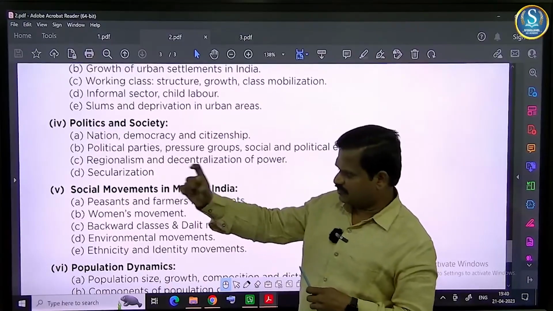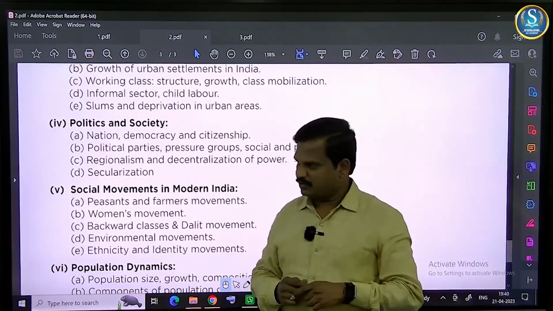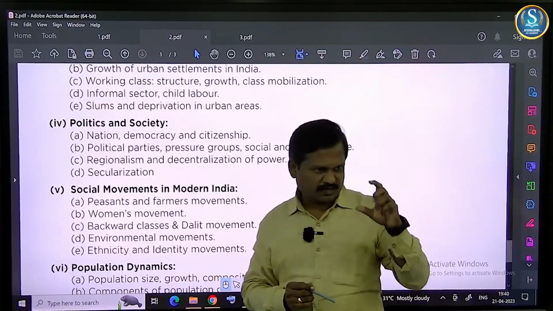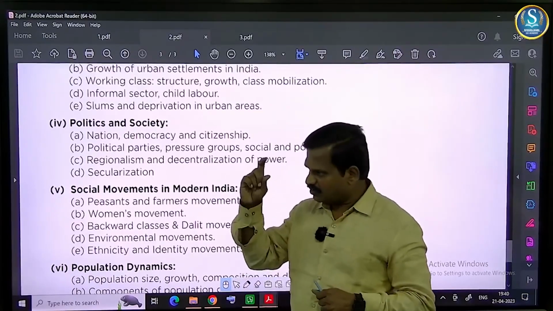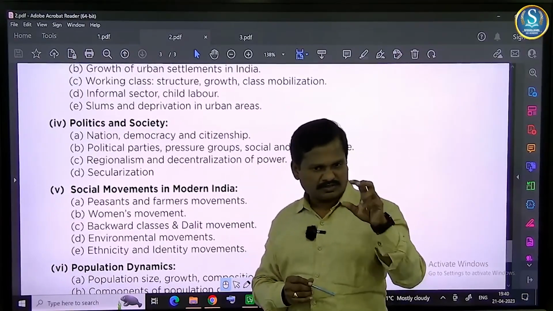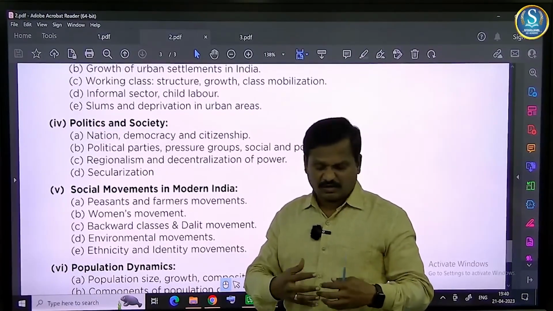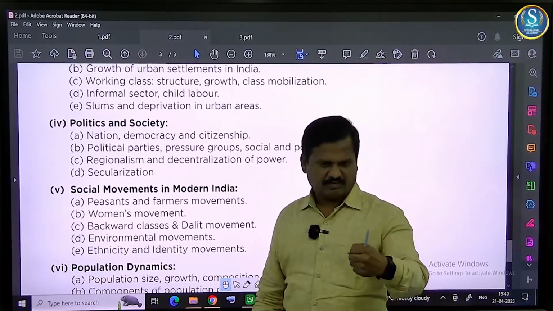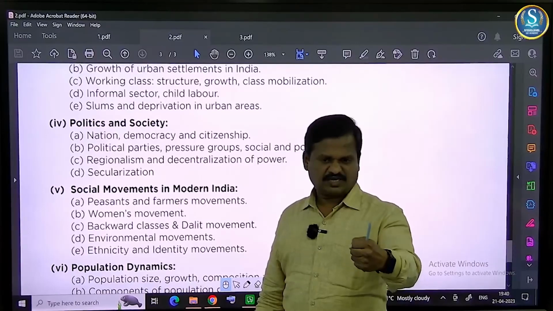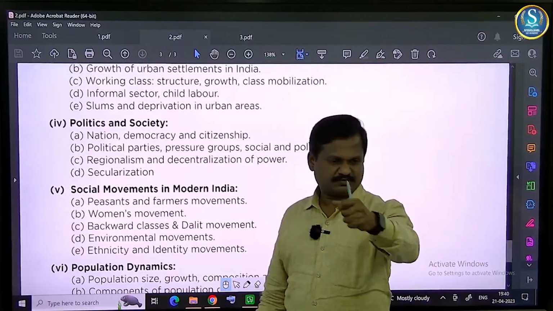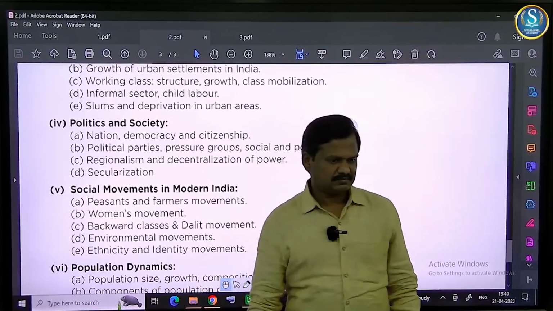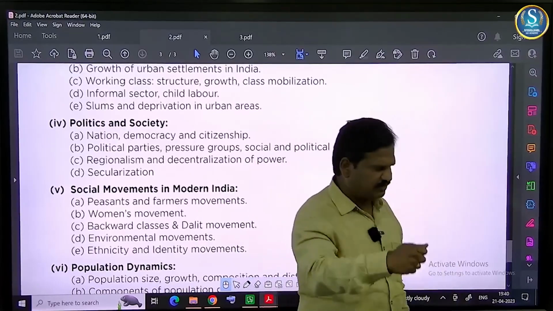You belong to this group. You belong to that group. You belong to this place. You belong to this linguistic community, this religious community, this caste community. Like that, people have different identities or not. Using their identity, they are demanding their share in the development today. They are demanding their share in the development.